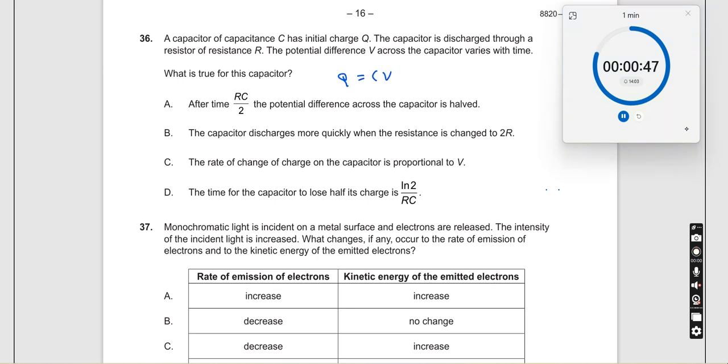Then the capacitor is discharged through a resistor R. The potential difference V across the capacitor varies with time. So V is a function of T. Now you see there are several options here. Each of these options takes a long time.